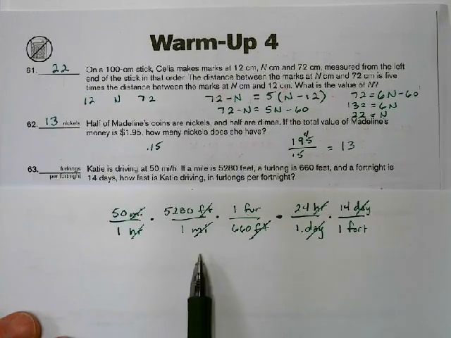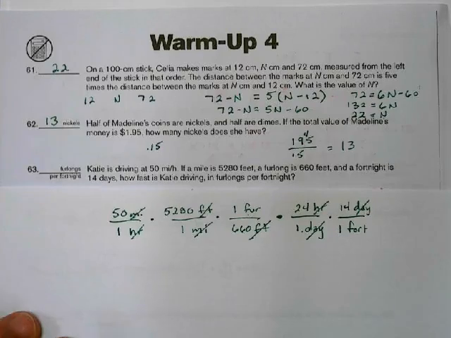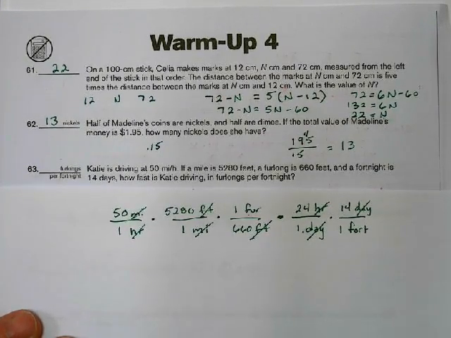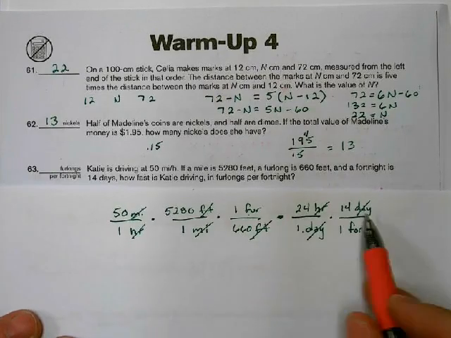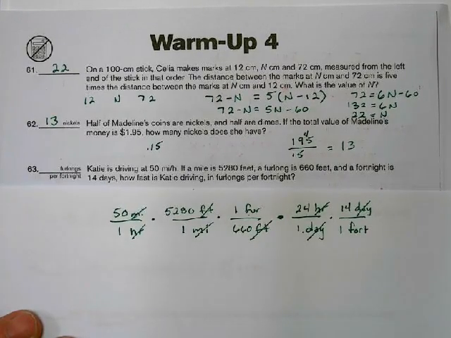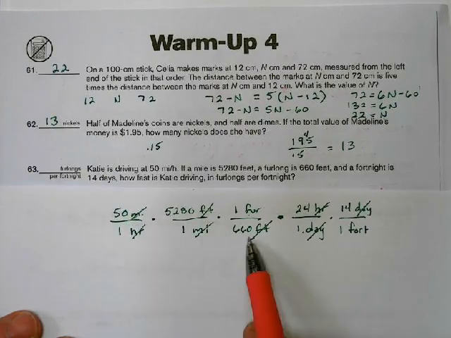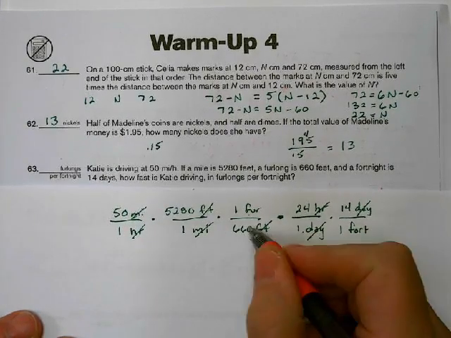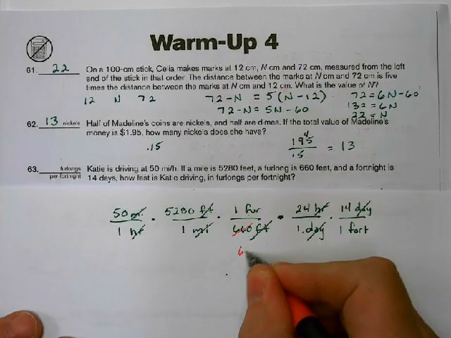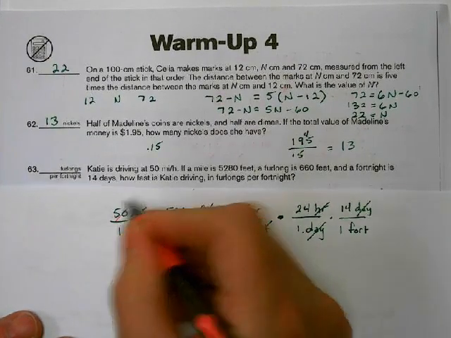And notice this is a non-calculator problem. So reducing is the biggest trick for this one. All right, I've got 660 that I can reduce with all these numbers. The first thing I'm going to reduce is I see a 0 here and a 0 here. So I'm going to reduce those by 10. And now I've got 66 here and I've got 5 here.